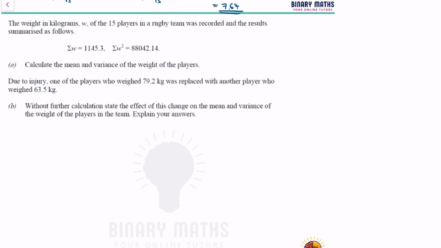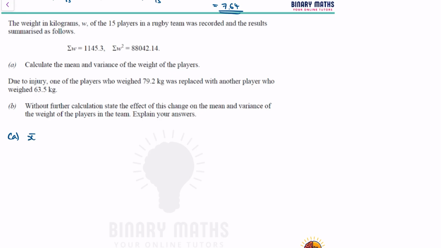The weight in kilograms W of 15 players in a rugby team was recorded and the results summarized as follows. Sum of W is equal to 1145.3. Sum of W squared is equal to 88042.14. A. Calculate the mean and the variance of the weight of the players.